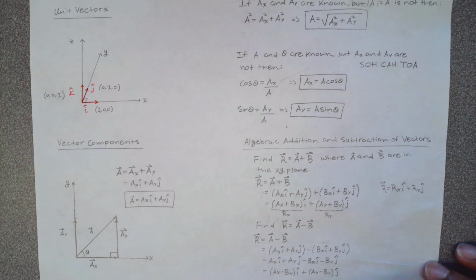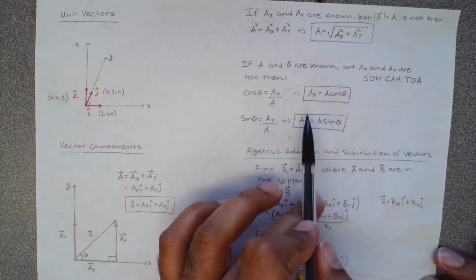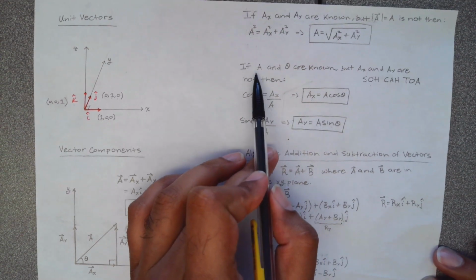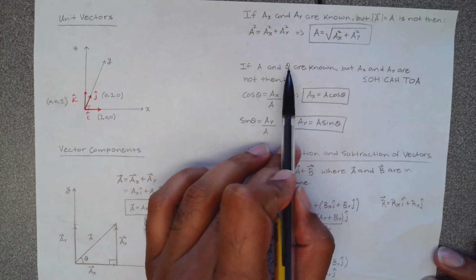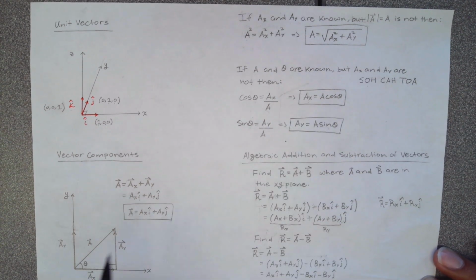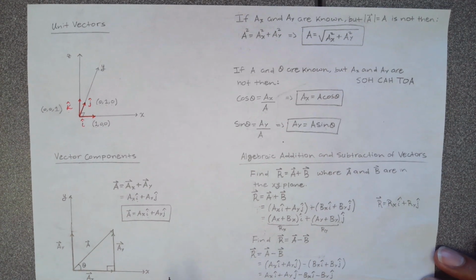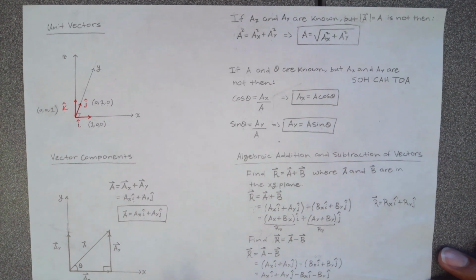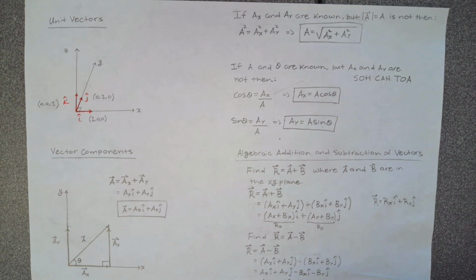Multiply both sides by A, and you get ay is equal to A sine of theta. So this is how I can find the x and the y components, provided I know the length of the vector A, and I know this angle theta that the vector makes with the x-axis. So I can always find the components, provided I know those two things.